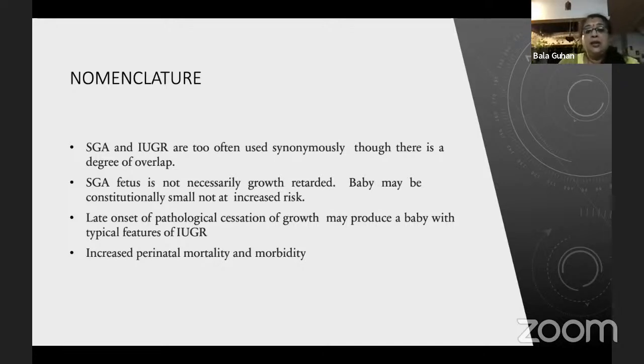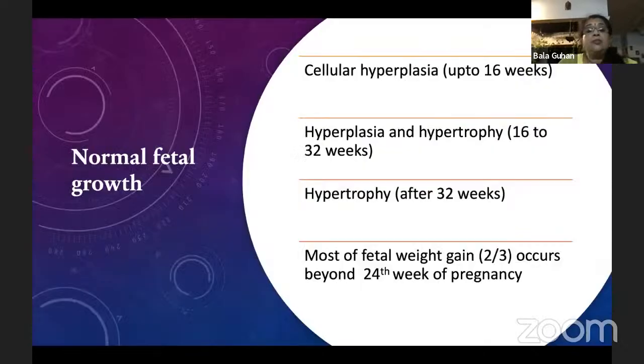According to the nomenclature, small for gestational age and IUGR babies are too often considered synonymous, but there is only a slight degree of overlap. SGA fetuses are not necessarily growth restricted, but they may be constitutionally small babies and not at very high risk. With the late onset of pathological cessation of growth, such babies may have typical features of IUGR, and there is increased perinatal mortality and morbidity.